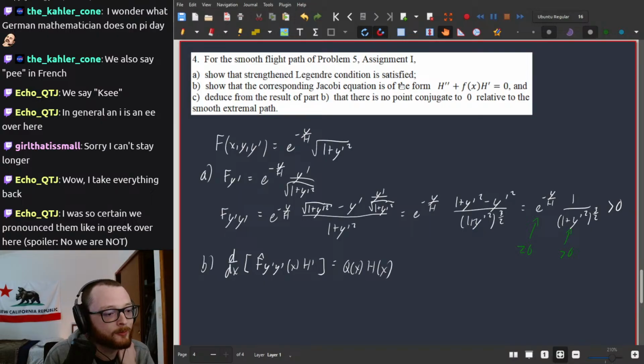I suppose when we pronounce them like in Greek over here, spoiler, no, we are not. You know, that makes me feel happy. Like, I'm glad that Americans aren't the only ones butchering Greek letter pronunciation.